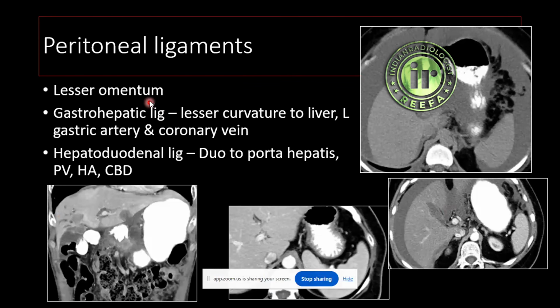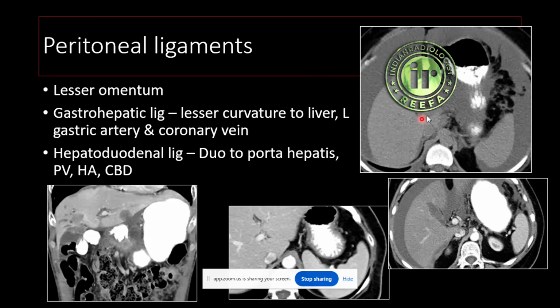The lesser omentum. Now, this is an important peritoneal ligament. Since it's the omentum, it connects the stomach to some other structure, which in this case is the left lobe of the liver. It has two components. You can see the lesser omentum outline there. This is the gastrohepatic ligament that connects the lesser curvature of the stomach to the left lobe of the liver.